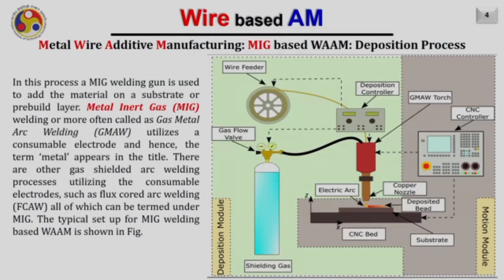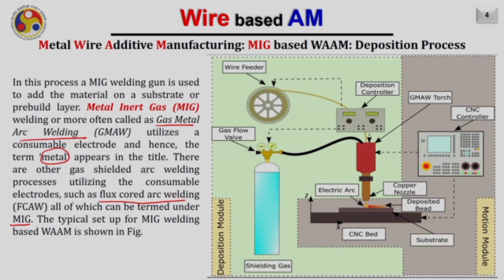In the MIG welding based wire arc additive manufacturing process, a MIG welding gun is used to add the material on a substrate or a pre-built layer. The metal inert gas welding, or more often called as gas metal arc welding, utilizes a consumable electrode, and hence the term metal coming into the picture. There are other gas shielded arc welding processes utilizing the consumable electrode, such as the flux core arc welding, and all of these variants of the consumable electrode type of process falls into the category of the MIG welding, the metal inert gas only.